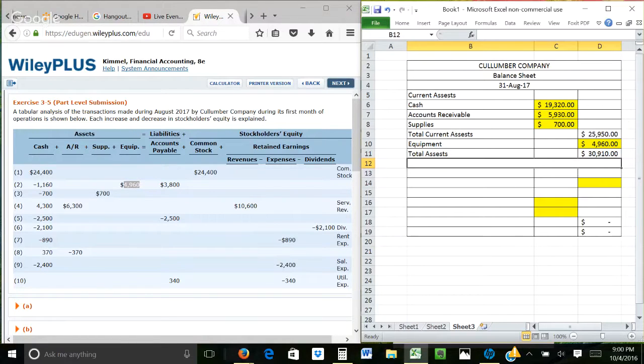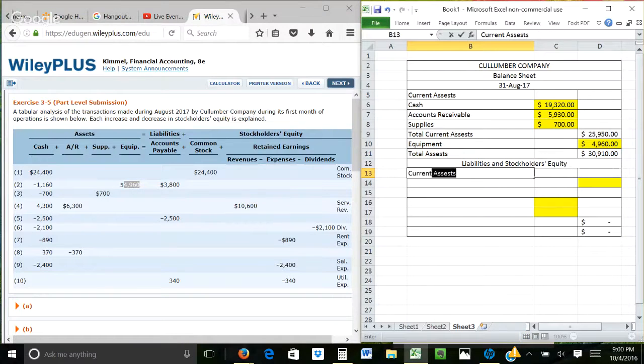Now, okay, so we have the assets part of the equation. We know that the accounting equation is assets equals liabilities plus stockholders' equity. So if we do put our liabilities and stockholders' equity right, we should find in cell D19 here our total of $30,910. So we'll see if we can do it right. We're going to label it here. Liabilities and stockholders' equity.